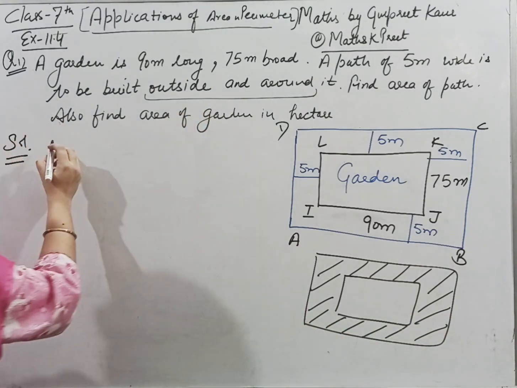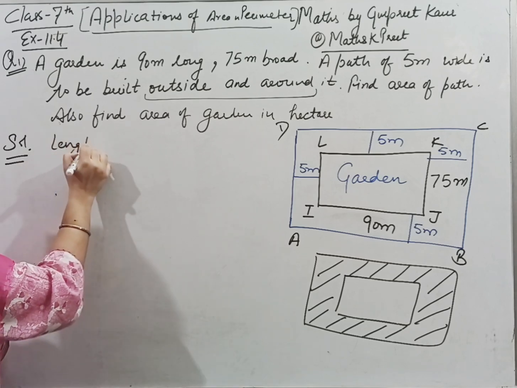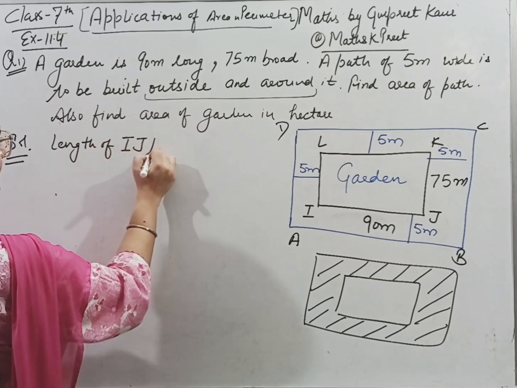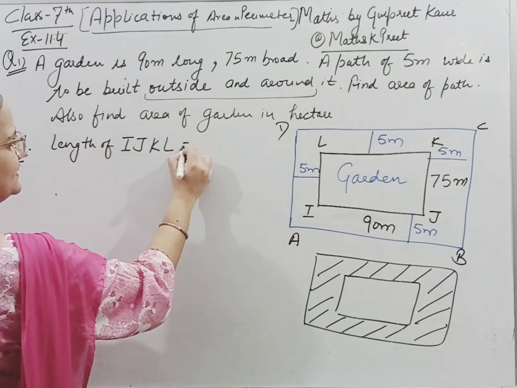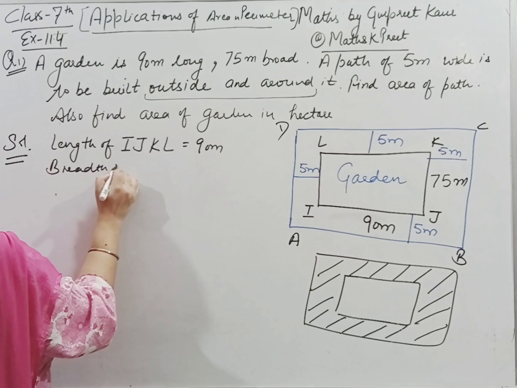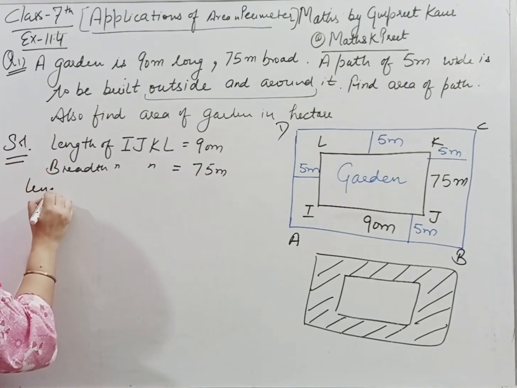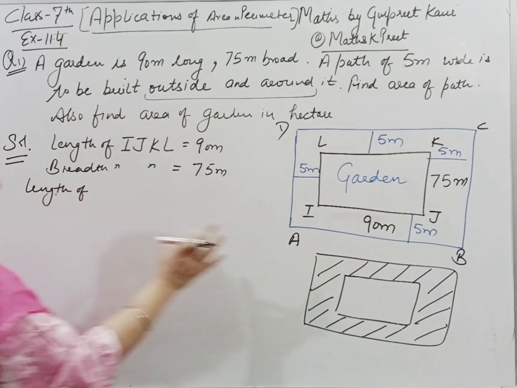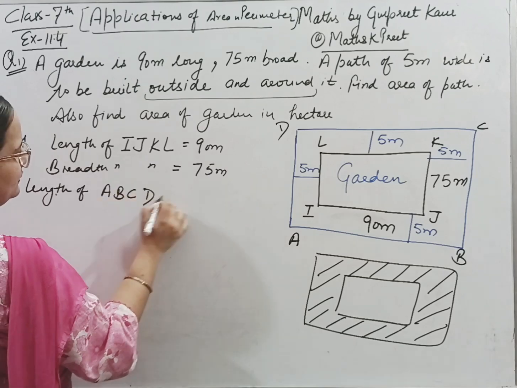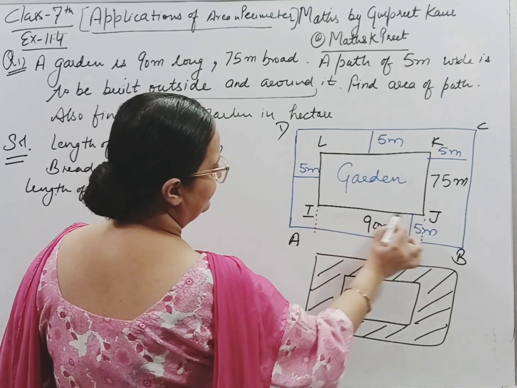Solution is, we will write first the length of IJKL. What is IJKL? Garden. So length is given, 90 meter, and breadth of IJKL is 75 meter. Now we will write the length of ABCD. Complete length we have to write. This much is what? 90. This is same as the above rectangular garden.